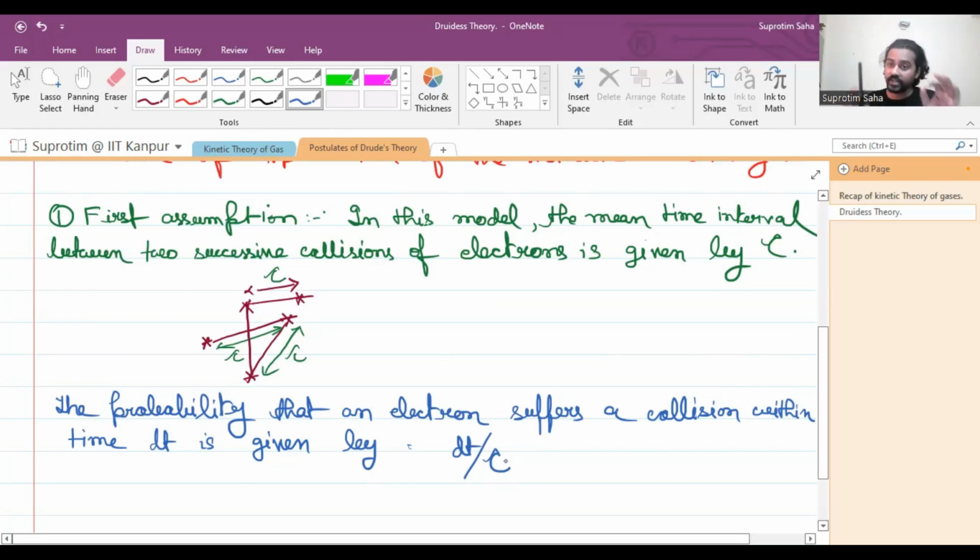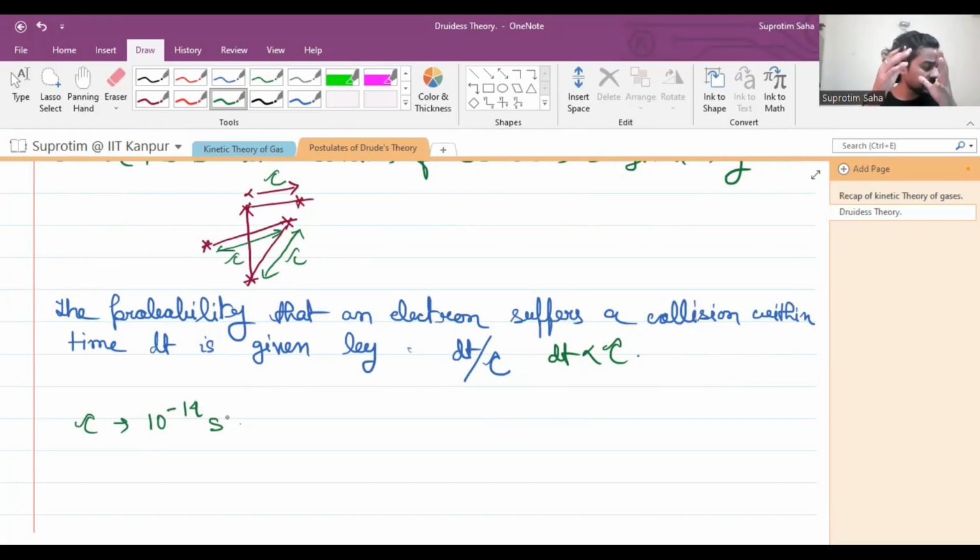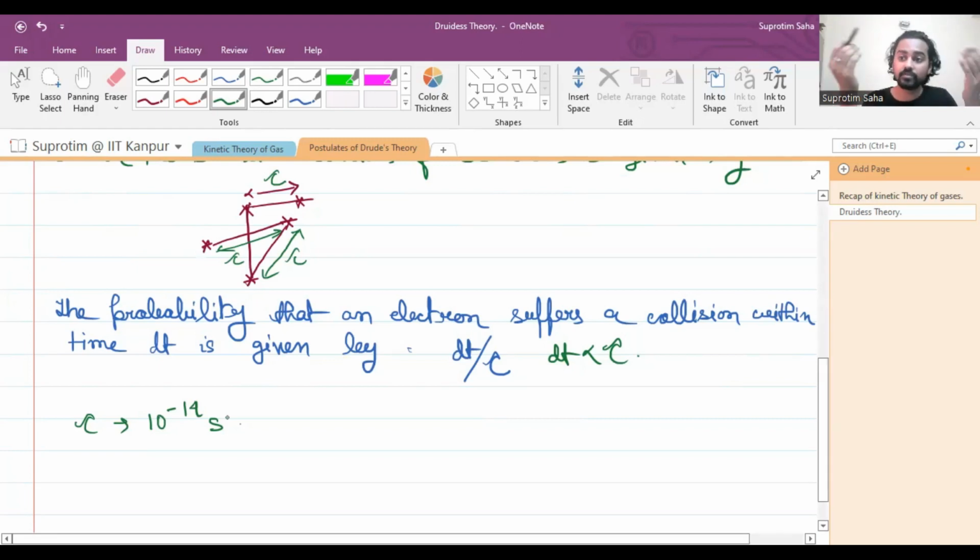And you have to remember, when is this true? As we say, the mean time between two collisions is tau. So if you're observing before tau, then only you can see a collision, one collision, and calculate a probability. So dt by tau gives the probability of an electron suffering a collision only when dt is less than tau. And let me just give you an estimate of tau. Tau is typically of the order of 10 raised to minus 14 seconds. So we are looking at very small time scales, and asking whether there is a probability of a collision occurring in this time scale.